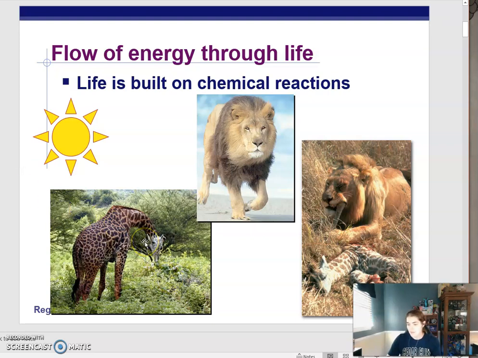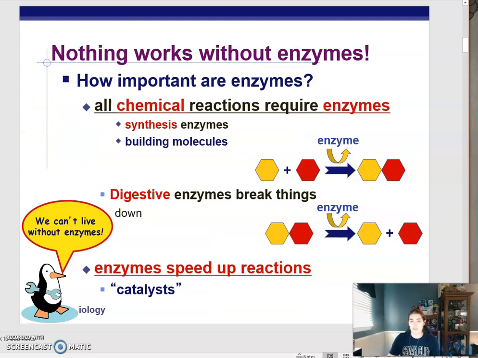So the giraffe gets its energy from the plants. The plants got their energy from the sun. So from the sun to the plants to the giraffe. And then the lion gets its energy from the giraffe, who ate the plants, who got energy from the sun, aka ecology. But all this happens due to chemical reactions. And in these chemical reactions, nothing works without enzymes.